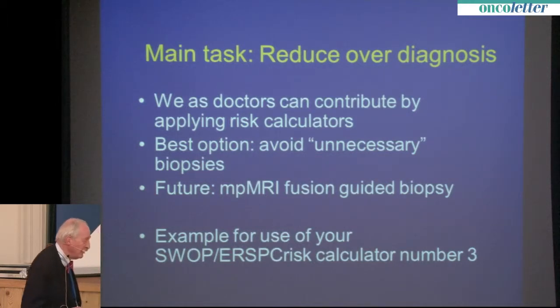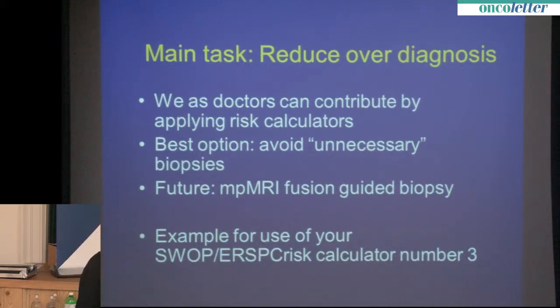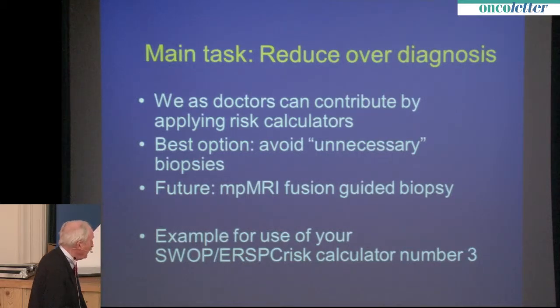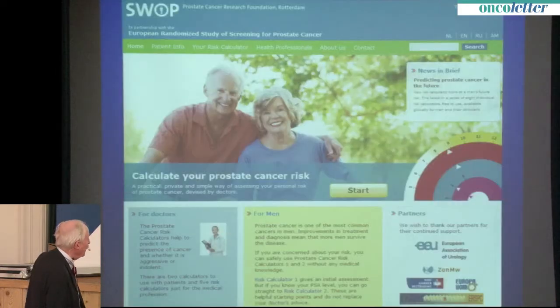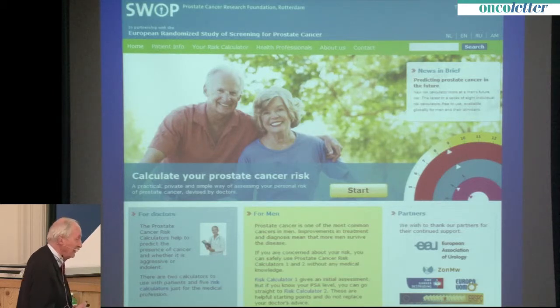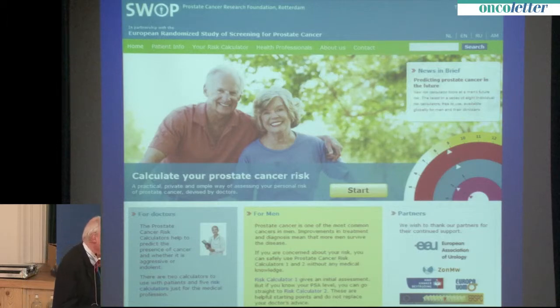and I think we have good reasons to believe that in the future we may be able to achieve this by the use of MRI and possibly MRI fusion-guided biopsies, and I'll speak about this later, and somebody else is going to speak about it, reporting the Ahlering experience, which is one of the top ones. The example I want to give you is the use of the ERSPC-based risk calculator number 3, which gives a biopsy indication. This slide you've already seen. It is the risk calculator, which is available in English and other languages on the internet, and I'm very happy to tell you that there will probably be soon a German version, which will be produced by our Swiss friends here.